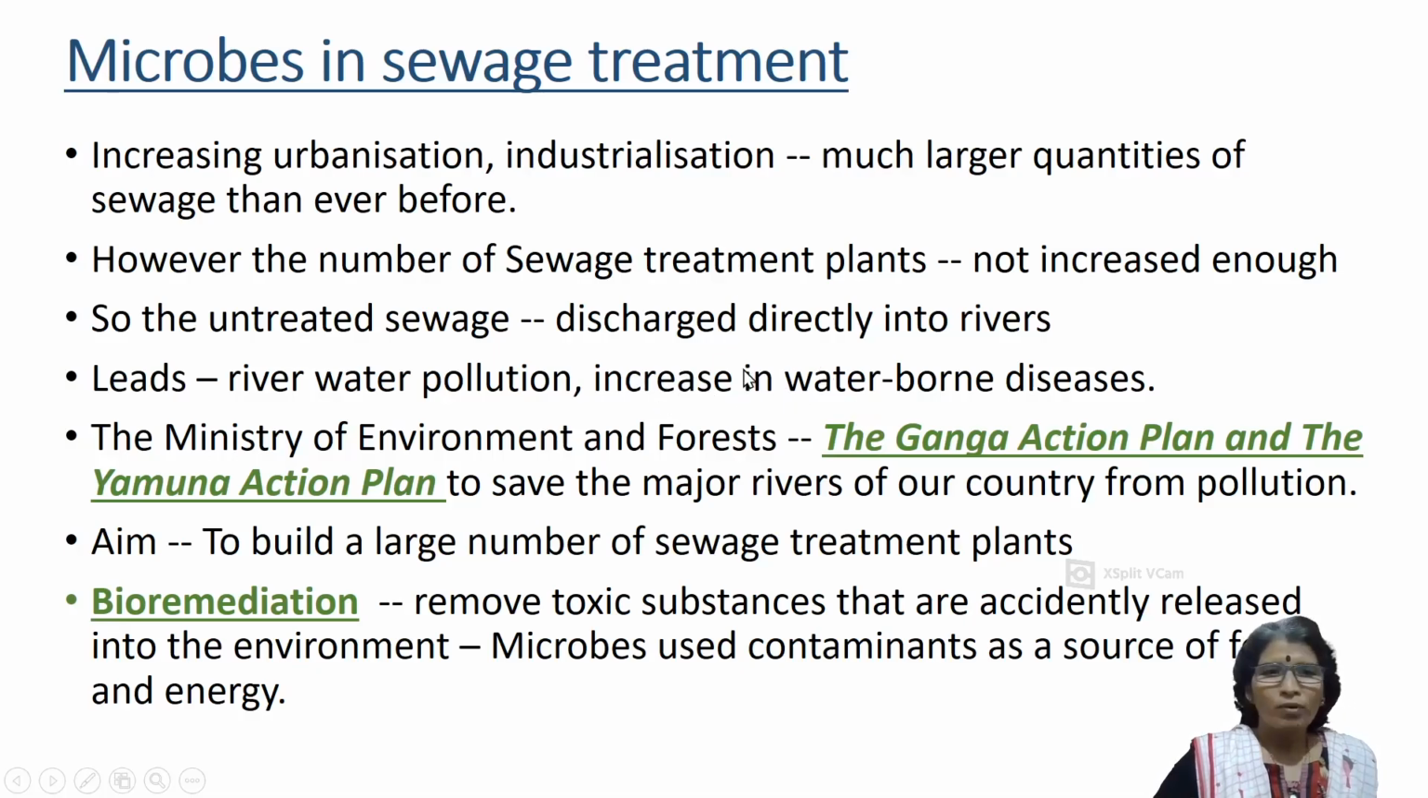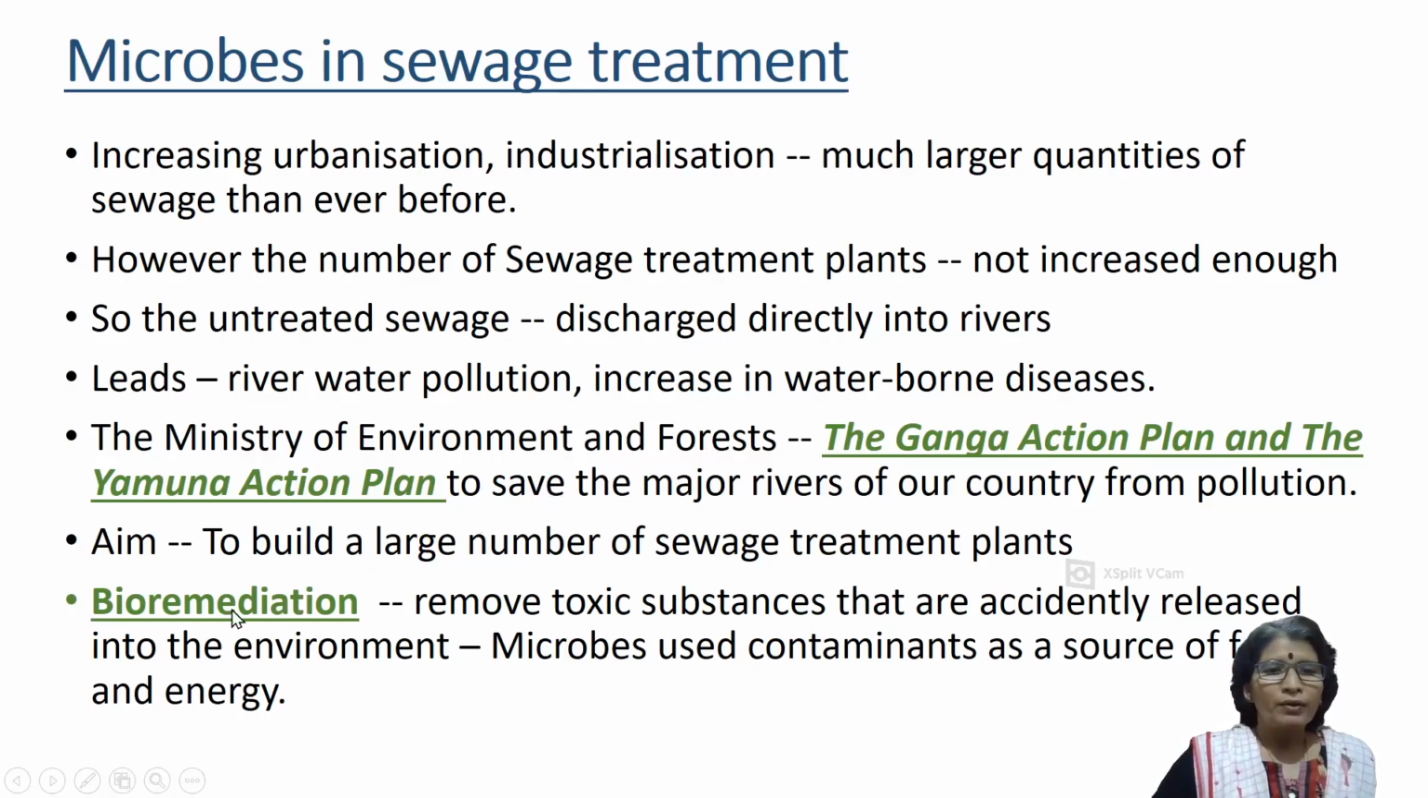these waterborne diseases. In India, the government, through the Ministry of Environment and Forest, established two plans, the Ganga Action Plan and the Yamuna Action Plan. Ganga and Yamuna are major rivers in our country. These plans were established to save the rivers from pollution. The main aim of these plans is to build more sewage treatment plants. This plan is going on, and some purification has been done in those rivers.